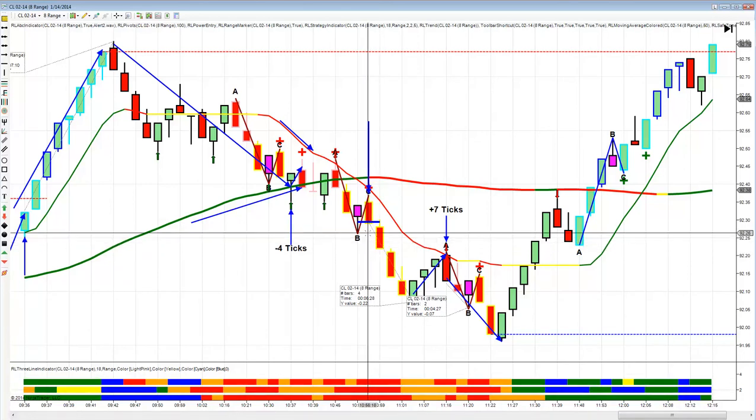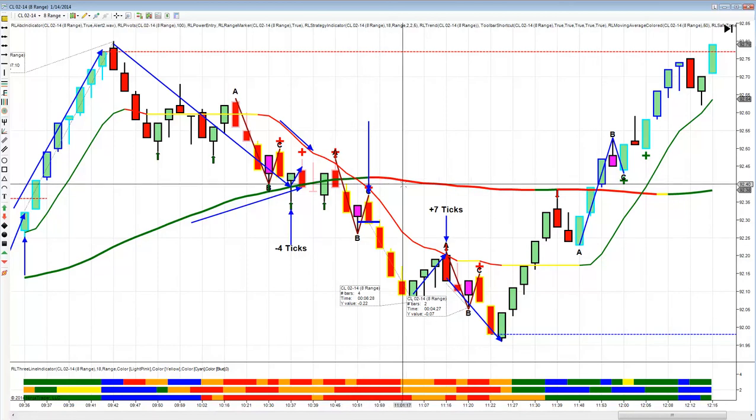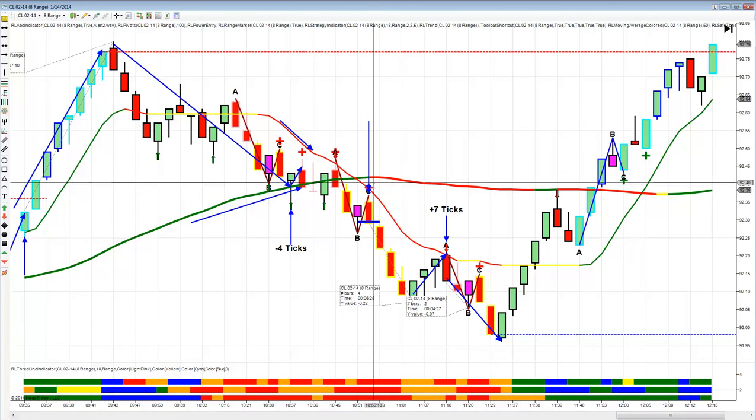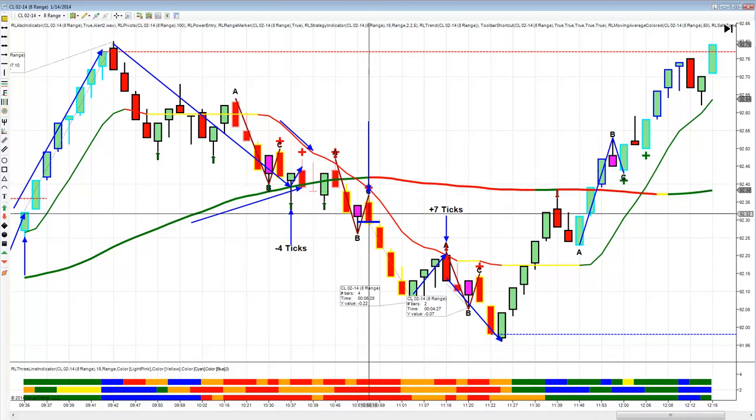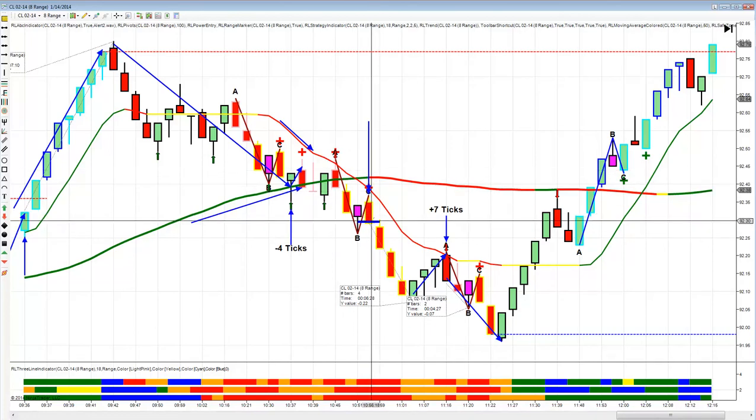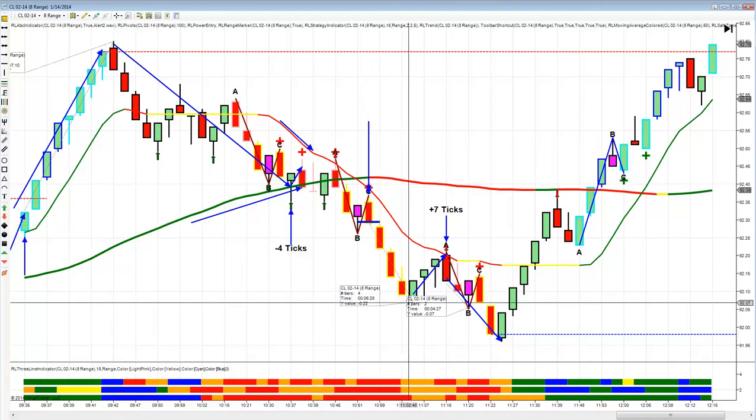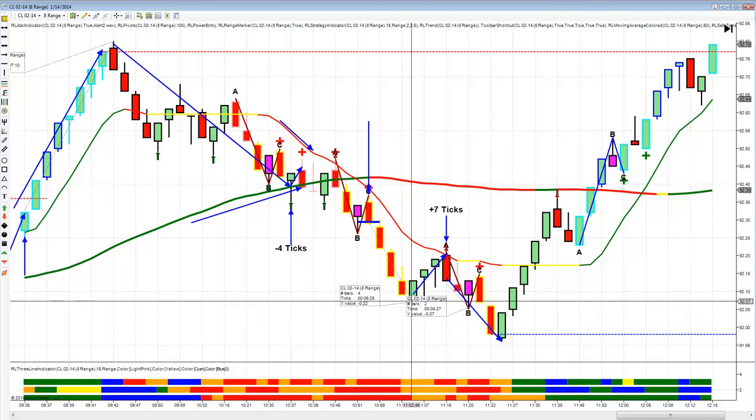I stood aside on the trade because the 50 hadn't rolled over completely. It was still green, but there was so much on this trade that I felt, now that I look at it, that I should have taken the risk. The risk was minimal, even though the 50 hadn't turned red. It was rolling, and there was just too much in our favor. So this would have been a 22 tick trade, and I was a little too conservative on that trade.